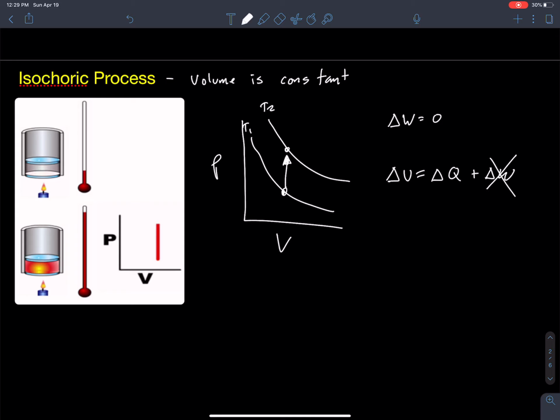Well, the W cancels out. So in this case, the change in internal energy of my gas is going to be equal to only the amount of heat that I put in. And you'll see later on when we talk about engines, an isochoric process can be very beneficial at harnessing a lot of work being done.